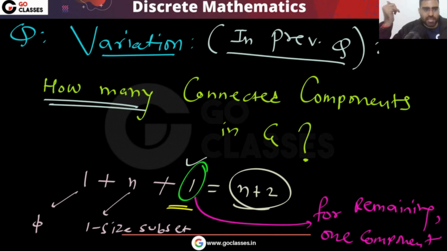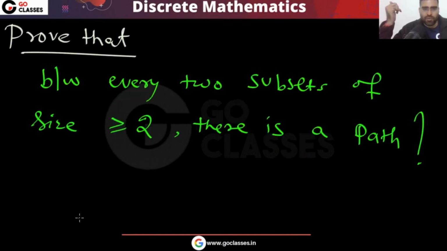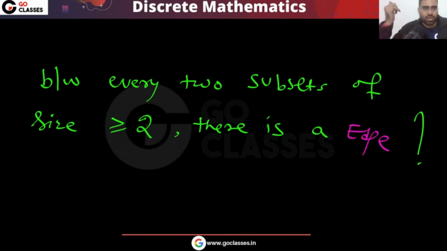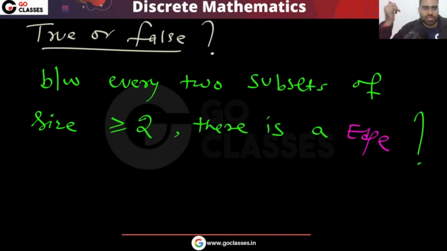But how can we prove it? First of all, this statement is true or false? If I say between every two subsets of size 2 there is an edge, is this true or false? Tell me. Simple question I am asking. So this is definitely false.